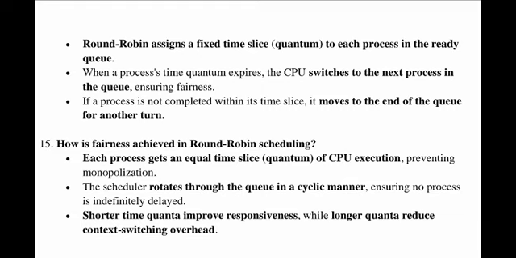And then finally, the 15th question, how is fairness achieved in round robin scheduling? Fairness is achieved by giving equal time slices to all processes in cyclic order. Each process gets an equal time slice of CPU execution, preventing monopolization. The scheduler rotates through the queue in a cyclic manner, ensuring no process is indefinitely delayed. Shorter time quanta improves responsiveness, while longer quanta reduces context switching overhead.